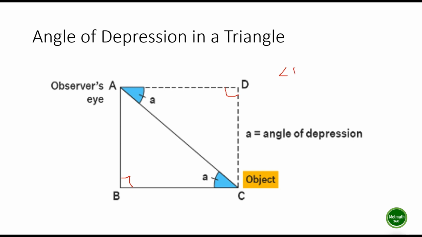For example, in the image, if an observer is standing at point A, looking down at point C, then the angle of depression is formed with respect to the horizontal axis AD. But angle DAC is equal to angle ACB by using the alternate angles theorem. Alternate angles or alternate interior angles are congruent.